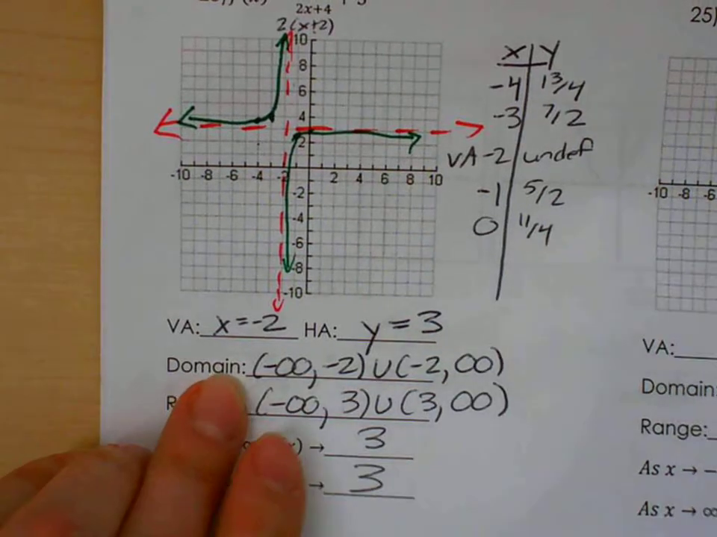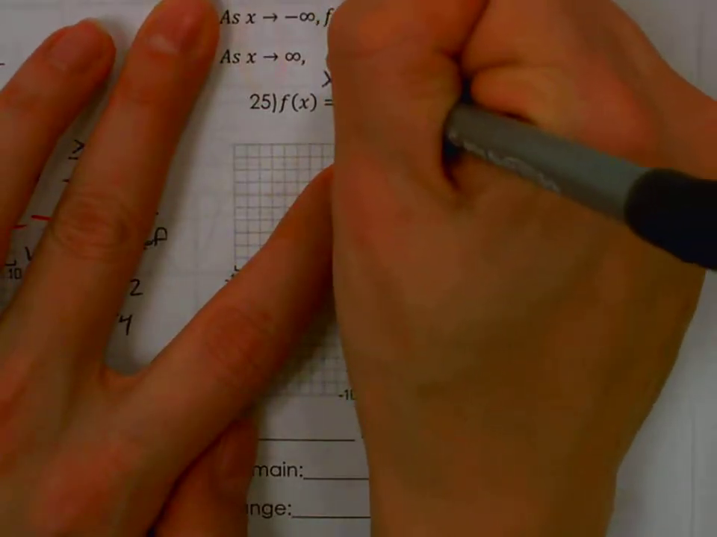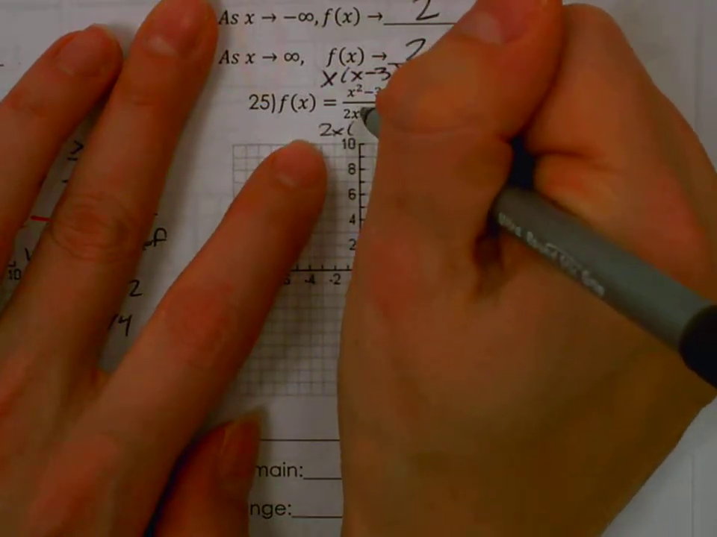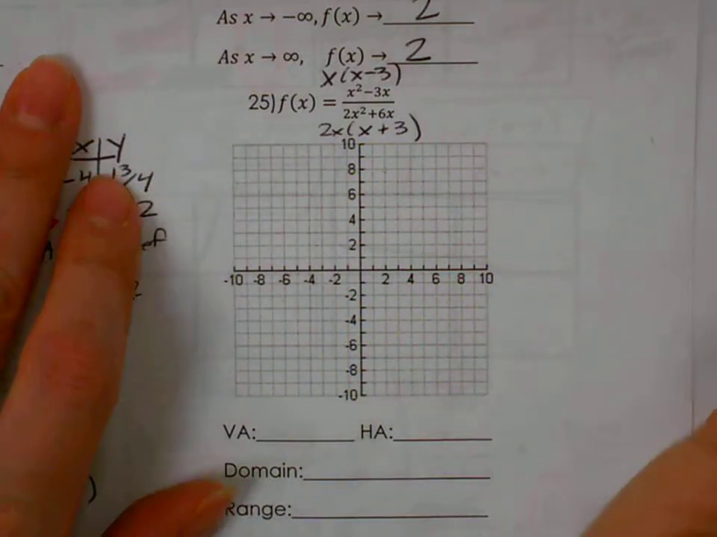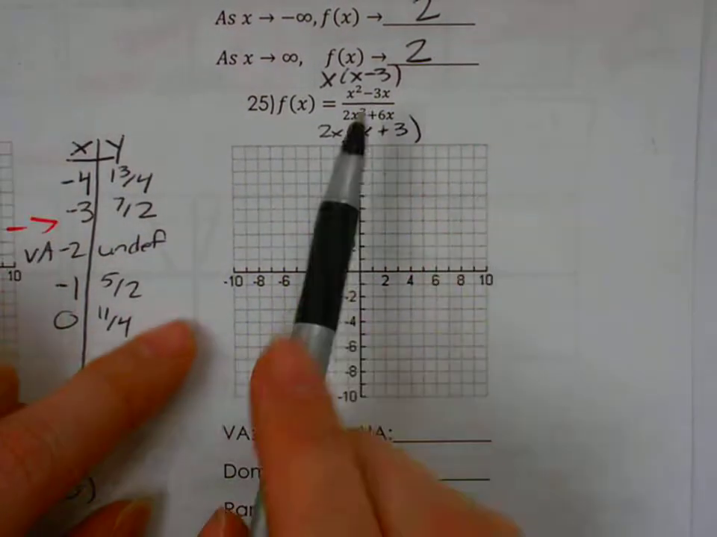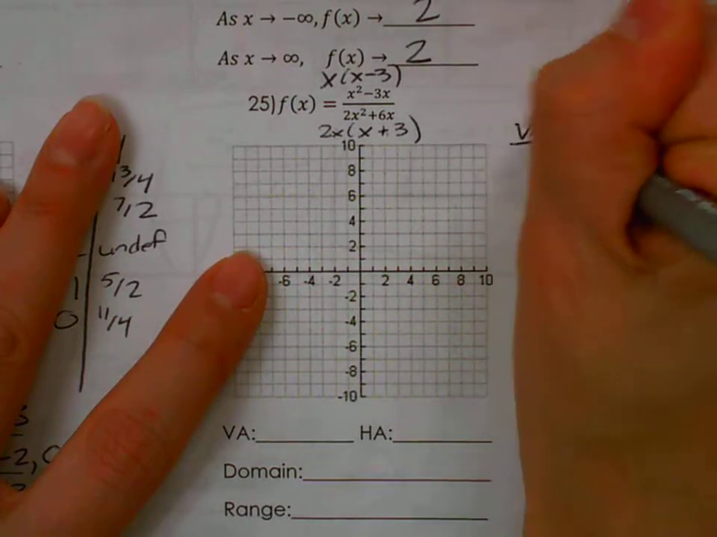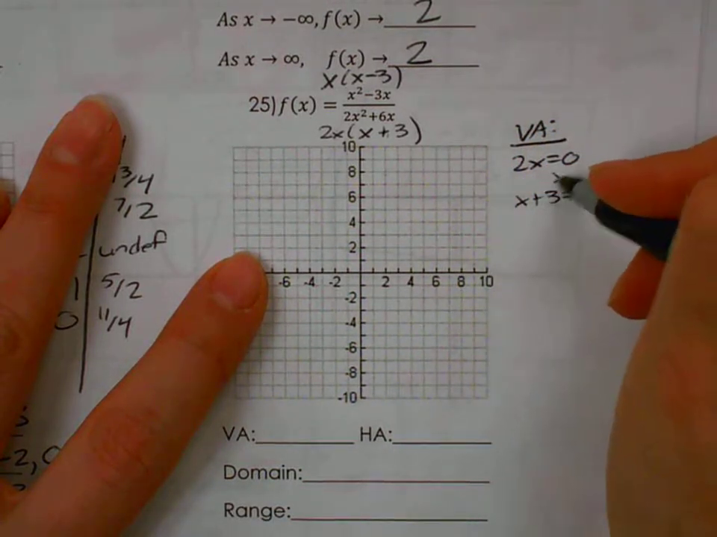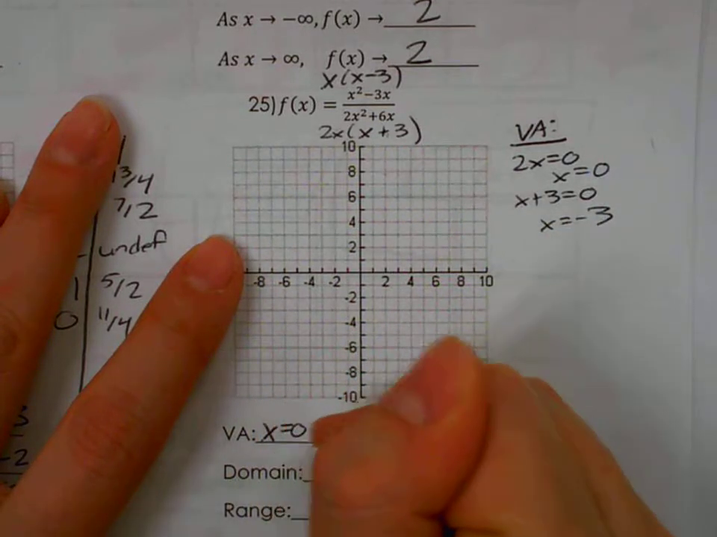All right, last question on this page. 25. So, let's see, can we factor? Yes, we can factor an x out here and a 2x out here. So that gives me x plus 3. So first of all, my vertical asymptote, what makes it 0? Well, I have 2 factors, so I need to set both of them equal. So in finding my vertical asymptote, I'm saying 2x equals 0 and x plus 3 equals 0. This gives me x equals 0. This gives me x equals negative 3. So I have x equals 0.